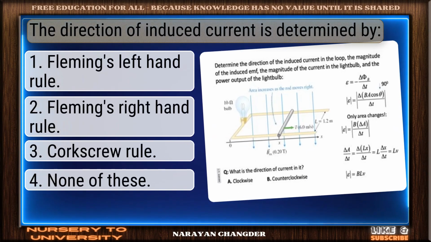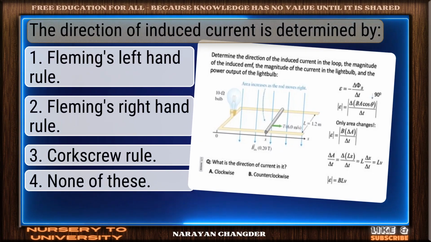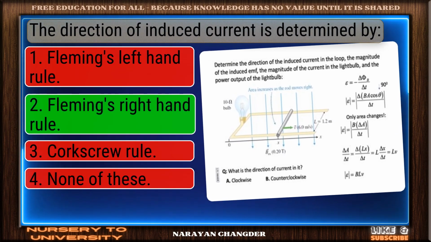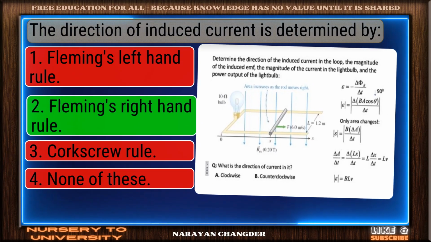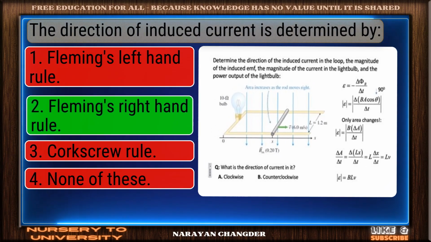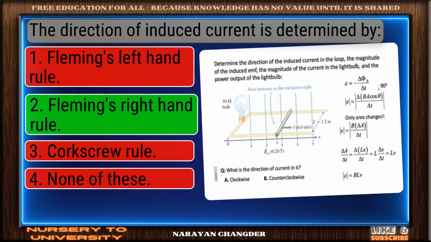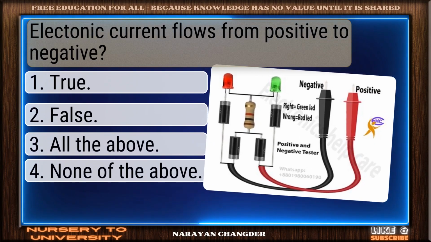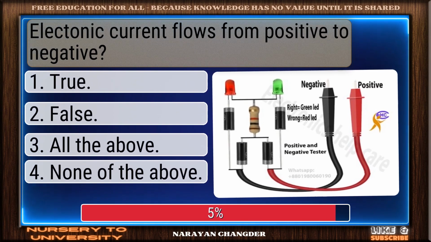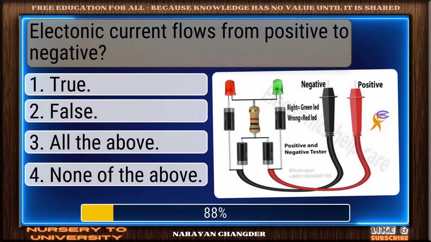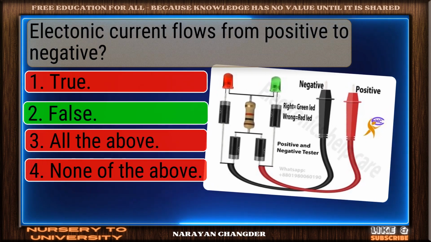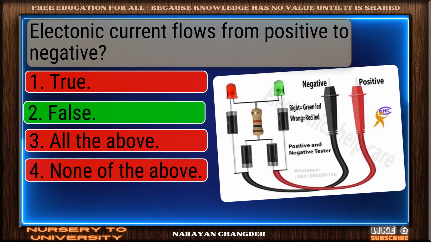Question number 50. The direction of induced current is determined by... You're right. Fleming's right-hand rule is the correct answer. Question number 51. Electronic current flows from positive to negative. Nice selection. False is the correct and valid answer.